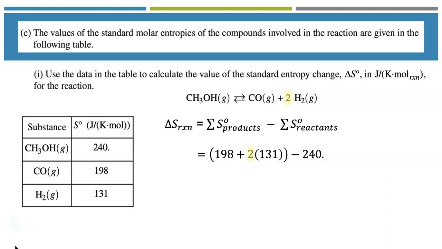But once we've got the correct setup, sum of the products minus the sum of the reactants, we can do the math. It comes out to be 220 joules per mole per Kelvin, which is consistent with what we see with the reaction. We do expect an increase in entropy because we're going from 1 gaseous reactant to 3 moles of gaseous product. So that's reasonable.